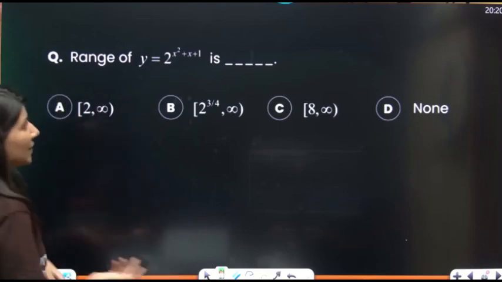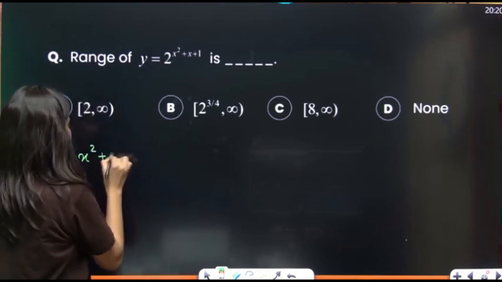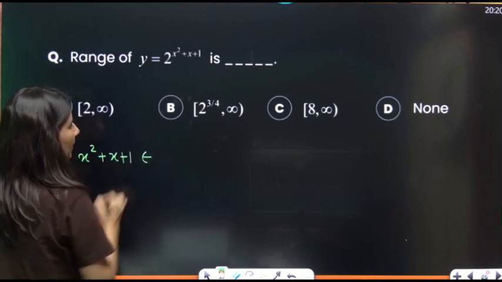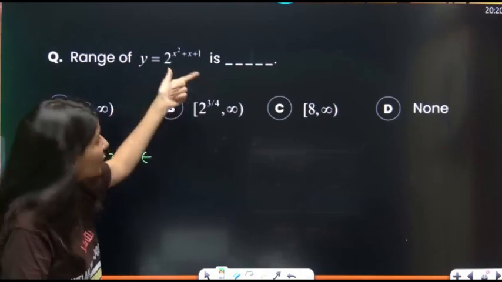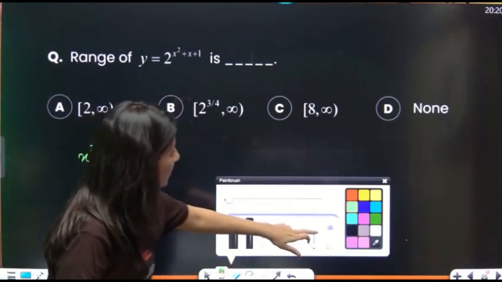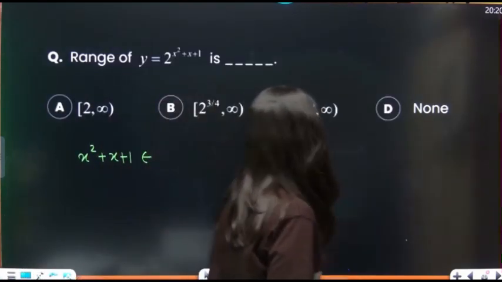Okay, so x square plus x plus 1, 2 power. Now we need to talk about x square plus x plus 1. What do you think? How do you calculate the range of x square plus x plus 1? To calculate the range of the overall function, I need to calculate the range of this quadratic. So how do you want to do that? Tell me.